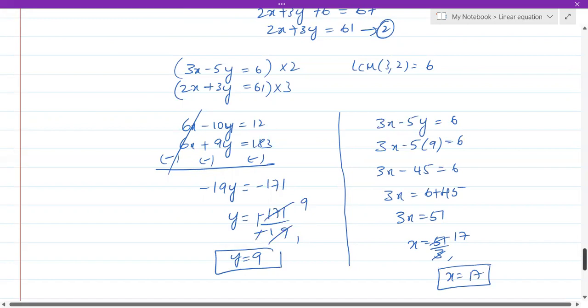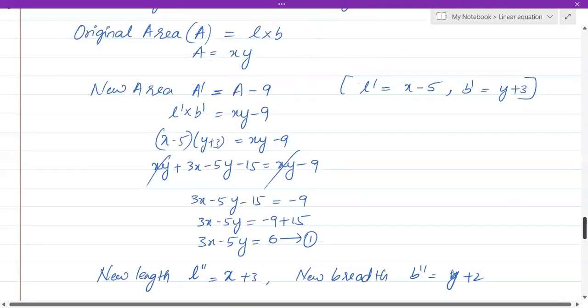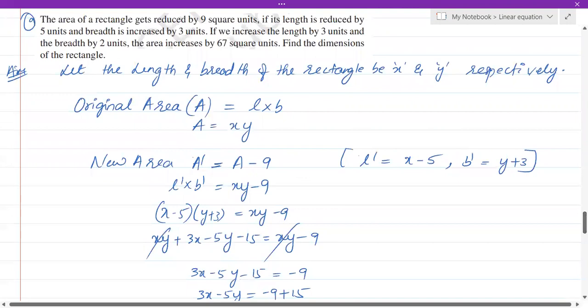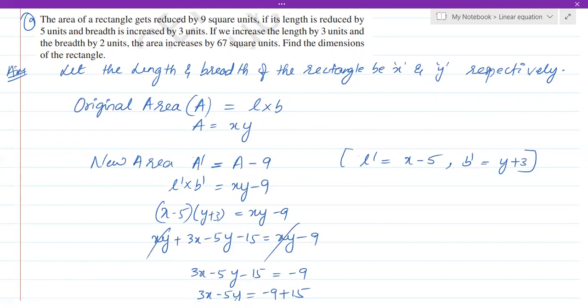9 meters. Let me recall this problem. We have to find the dimensions of the rectangle, that is the length and the breadth. So I've taken the length and the breadth as x and y. Now, what will be the area? The original area will be length into breadth. So length is x, breadth is y. Therefore, area we get as xy. Now what they have done is they have reduced the length by 5 units and increased the breadth by 3 units. Therefore, your new length L dash will become x minus 5 and B dash will become y plus 3. Obviously, you have changed the length and the breadth. Therefore, the area also changes.